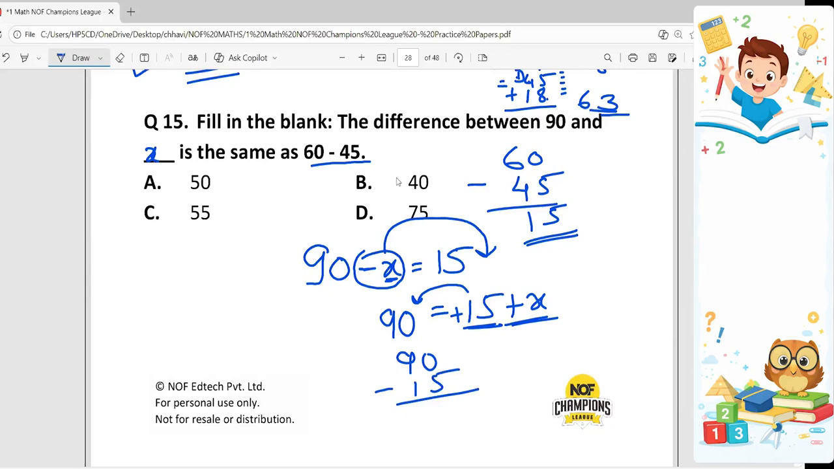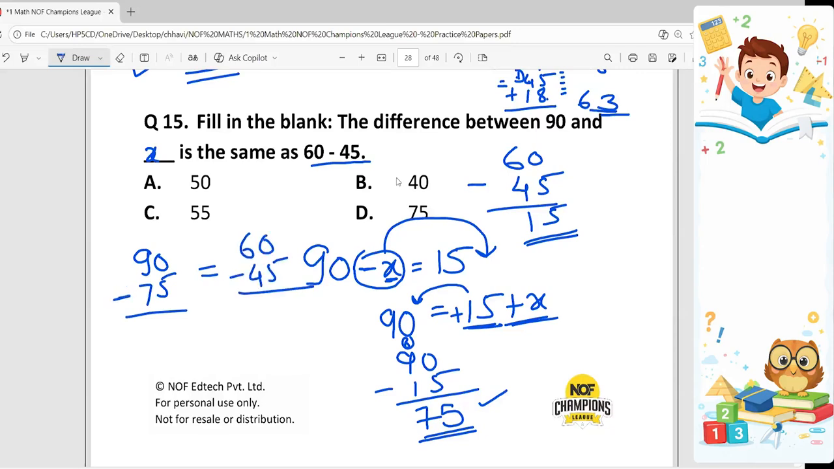Okay, so 10 minus 5 is 5 and over here it becomes 8. So 8 minus 1 is 7. So 75 is the answer. Now let's put it over here. Fill in the blank. The difference between 90 and 75, our answer is 75. The difference between 90 and 75 is the same as the difference between 60 and 45.